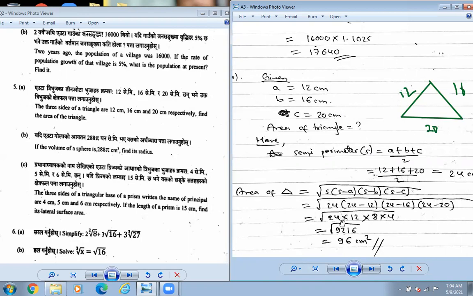After putting the values, let us multiply them. So 24 into 12, 24 minus 16 is 8, 24 minus 20 is 4. Okay, multiply them, so it becomes 9216. Okay, so what is the root under of 9216? It becomes 96. And we are finding the area, so it becomes square centimeter. So 96 square centimeter is going to be the answer of this number. Hope it matched for you.